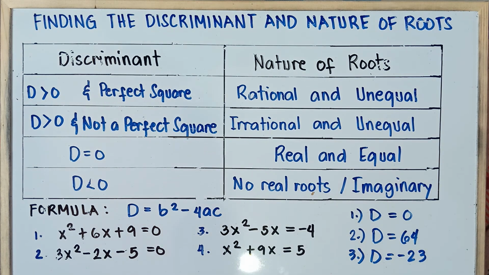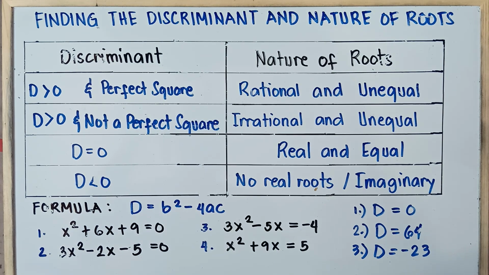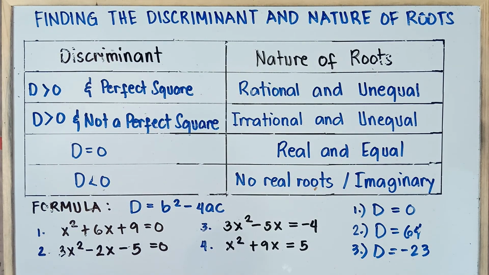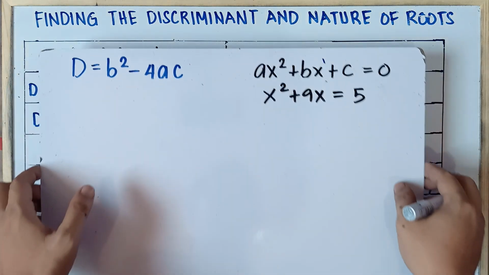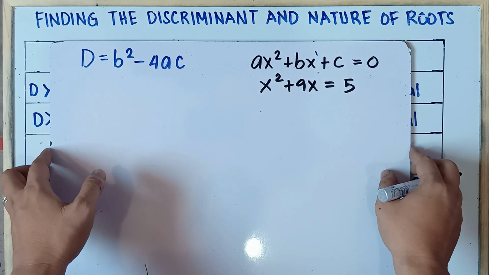Alright, so let's try the last example, class. Example number 4: we are given x squared plus 9x equals 5.